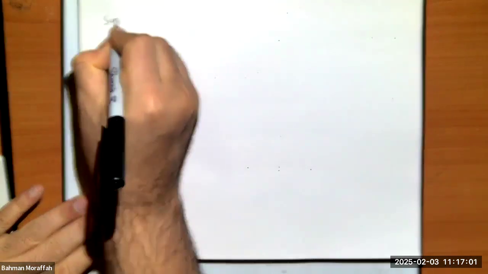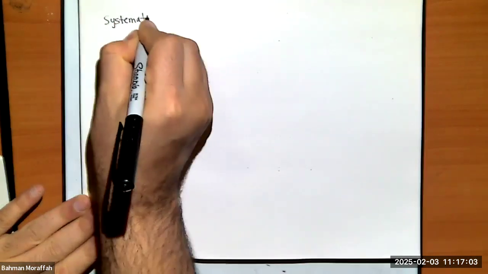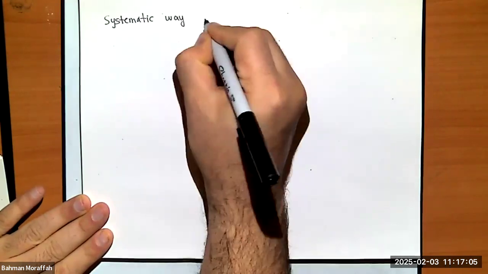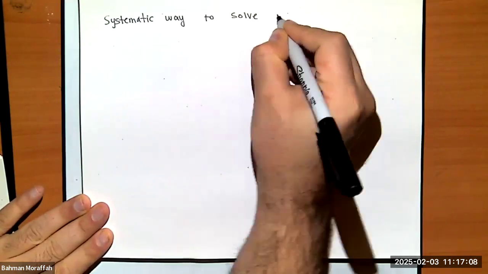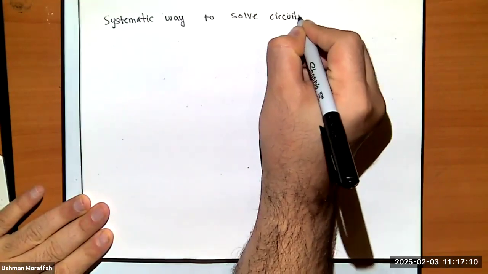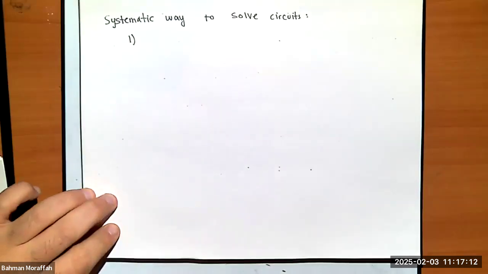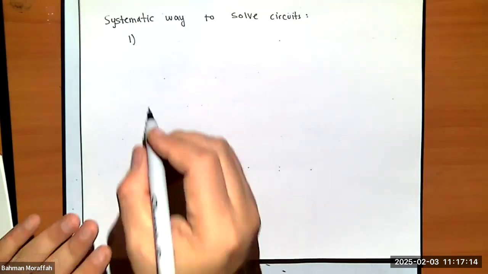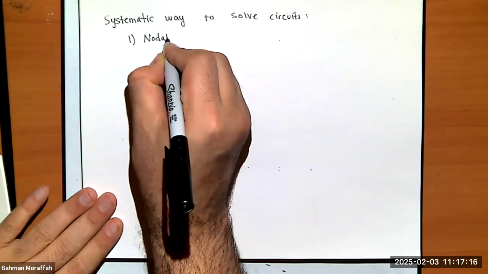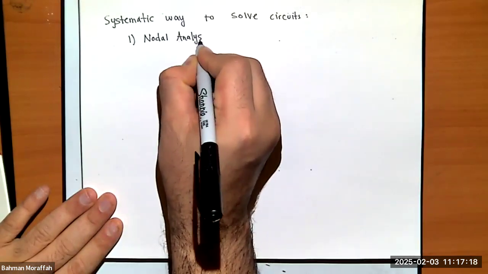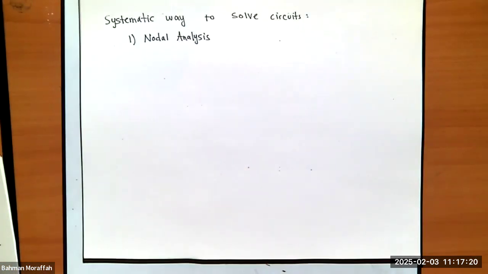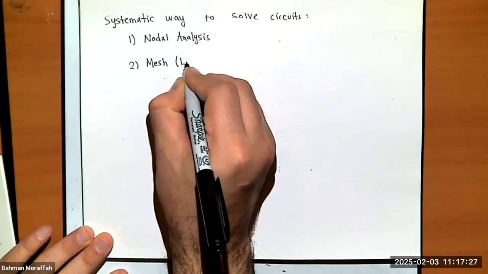So we have systematic ways to solve circuits. Well, the very first way is nodal analysis, and that's something that we're going to talk about today. Another method is mesh or loop analysis.